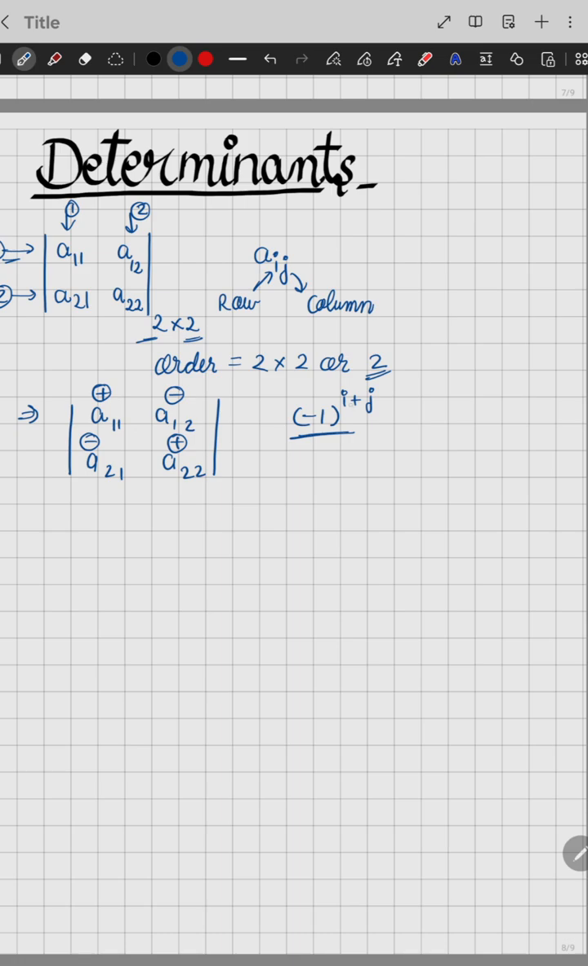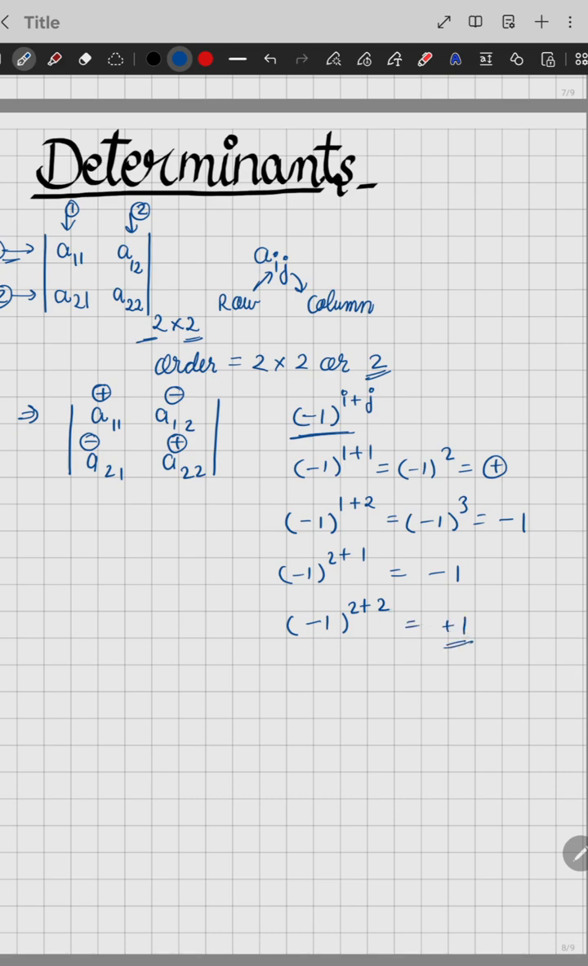Now for A11, the row is 1 and the column is also 1, so it will become -1 square, which is positive. For A12, it will be 1 plus 2, which is equal to -1 to the power 3, which is equal to -1. And similarly for A21, it will also be -1, and for A22, it will be equal to +1. So we put the sign by using this formula.